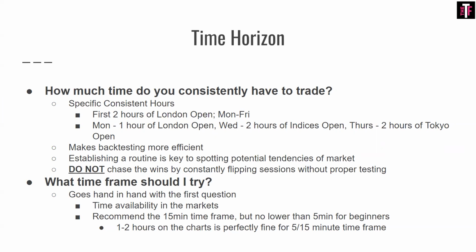For example, I'll put 2 examples. First, the first 2 hours of London open Monday through Friday, that's your time horizon that you could trade. Or maybe on Monday you trade the first hour of London open, Wednesday 2 hours of indices open, Thursday 2 hours of Tokyo open. As long as it's consistent and repeatable, that's all that matters.